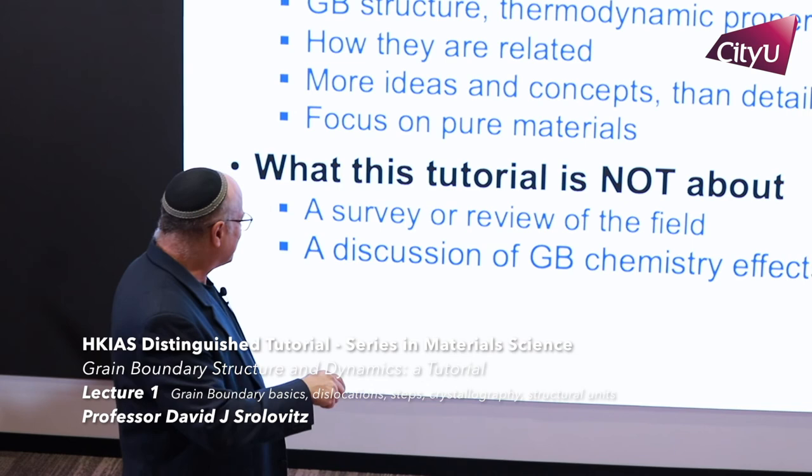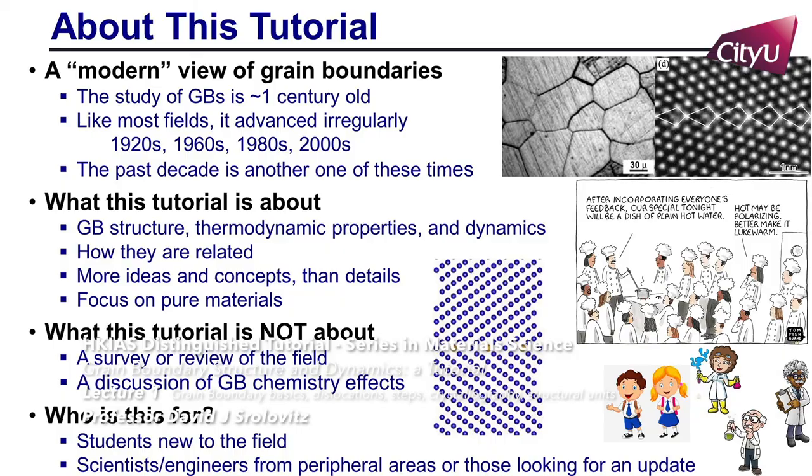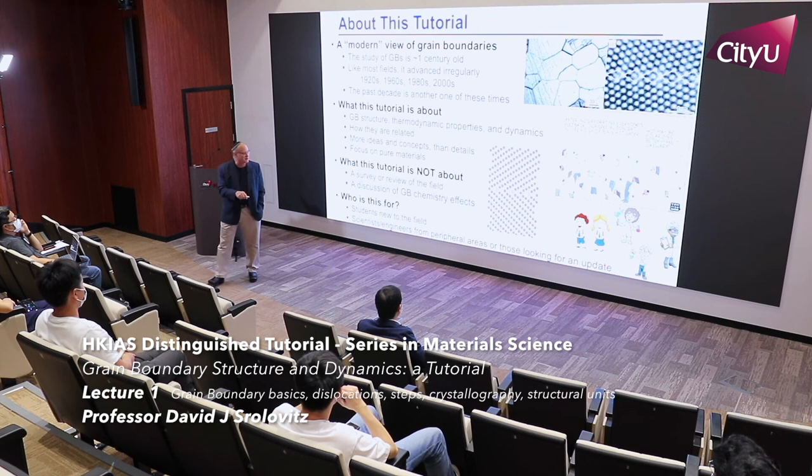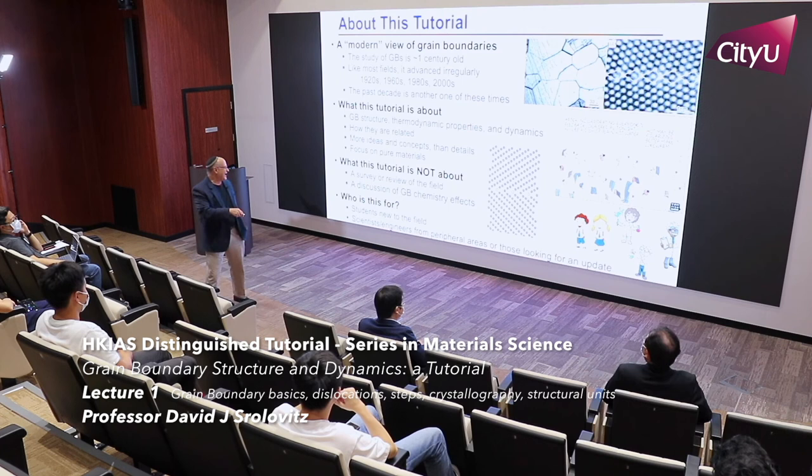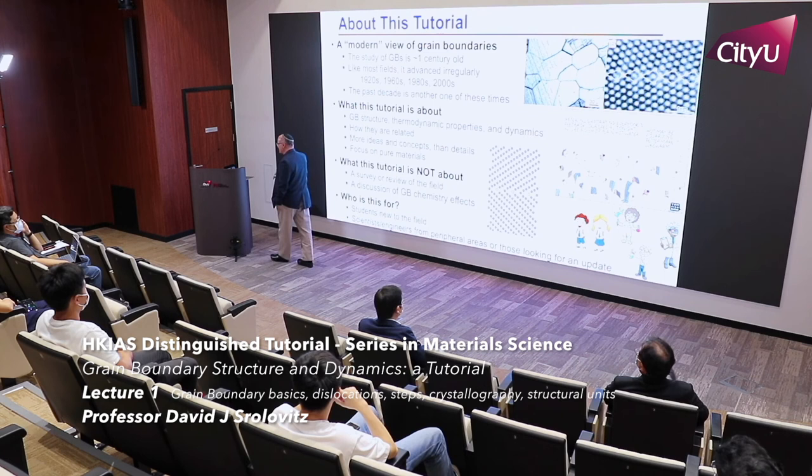It's not a review. In particular, what we're not doing is looking at segregation at interfaces. So again, we could save that for another time. And who's this for? As I mentioned, the idea is to focus on students, scientists who are working in related areas. This is supposed to be a related area. And the last group is scientists who are just looking for an update on what's been going on in the last generation or so. So I'll be doing four lectures.